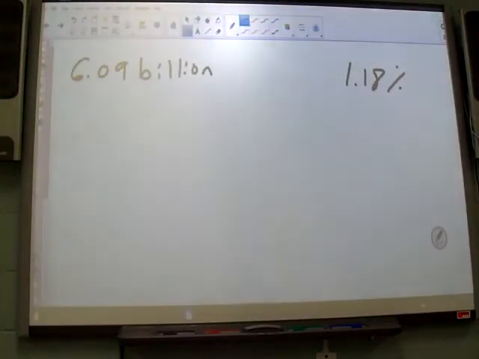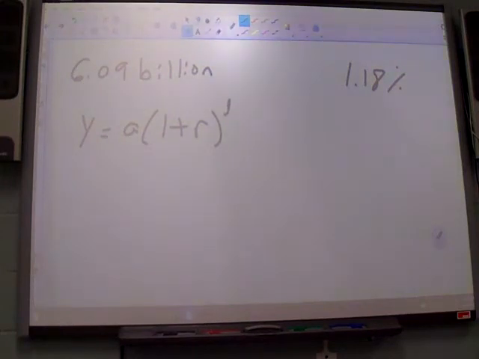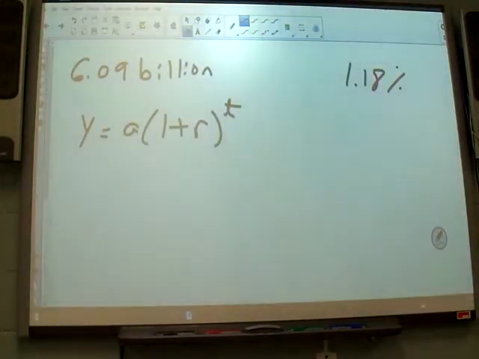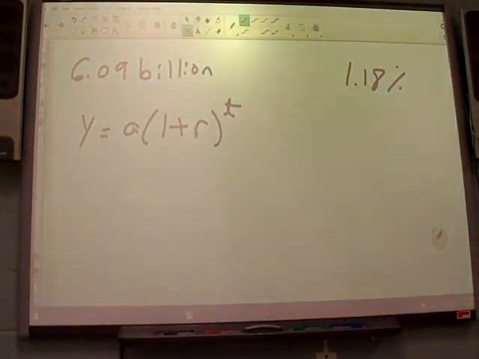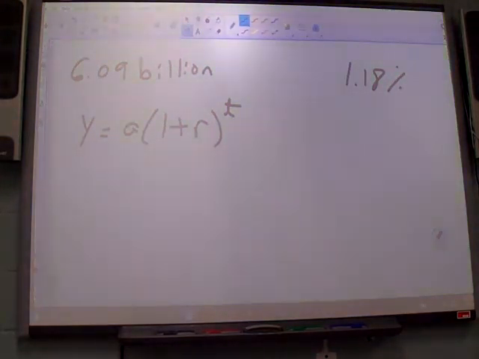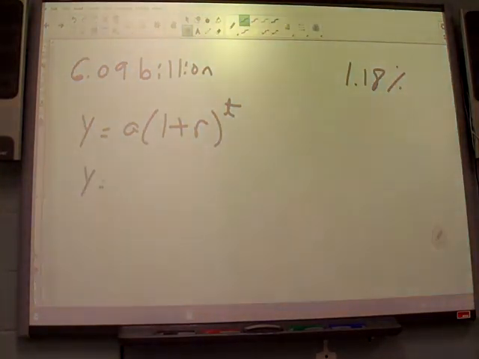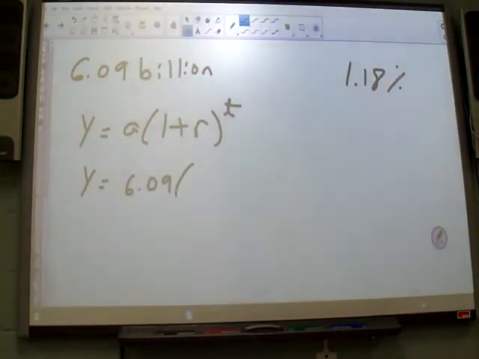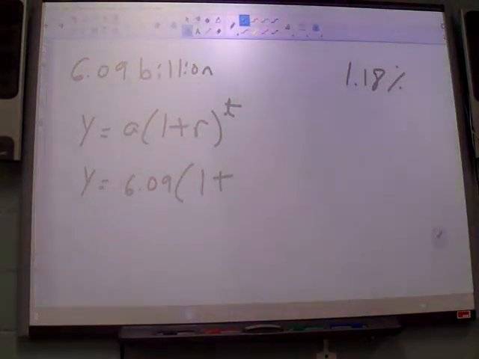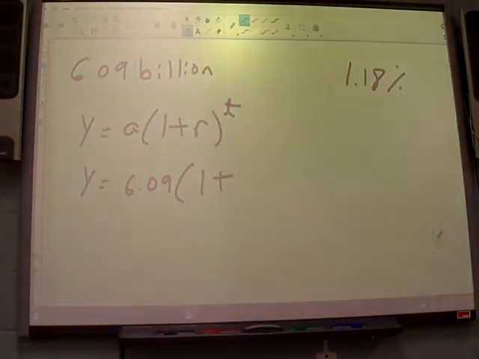So what you would look at is the exponential growth model. Okay with that? All right. So A is based on the last problem you learned, where you figured out that A is what you're starting with. So in this case, what's our starting population? 6.09 billion. So I'm going to say y equals 6.09. And now I've got to have a 1 plus, what's my rate? 1.18%. How do I write that as a decimal?